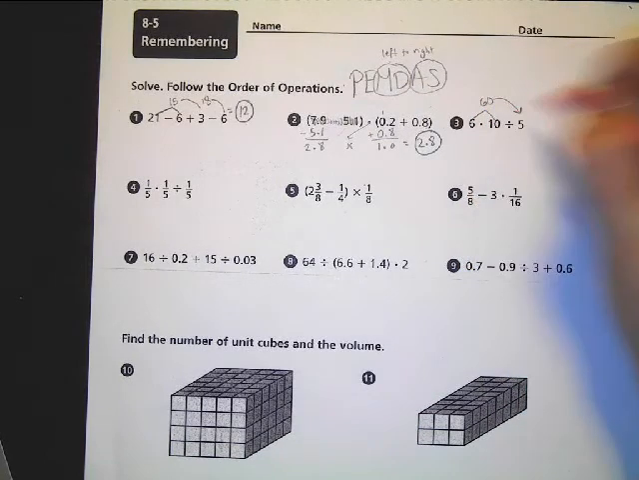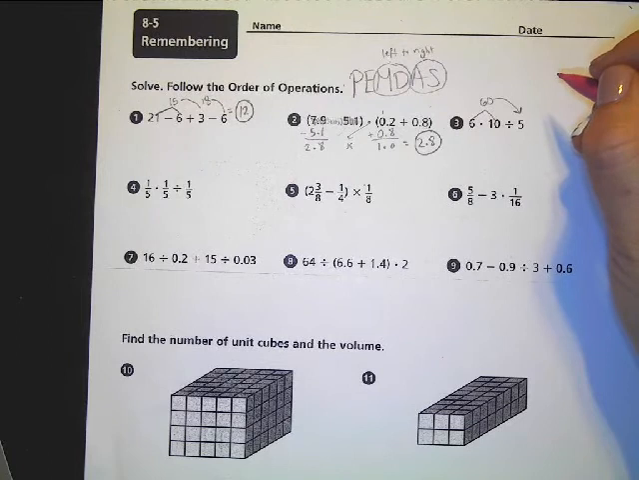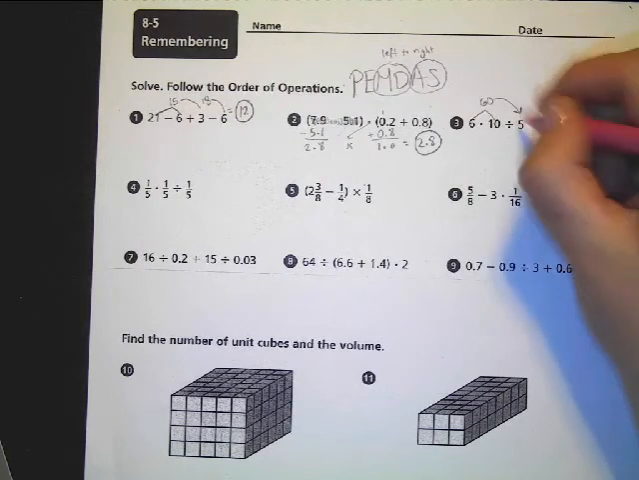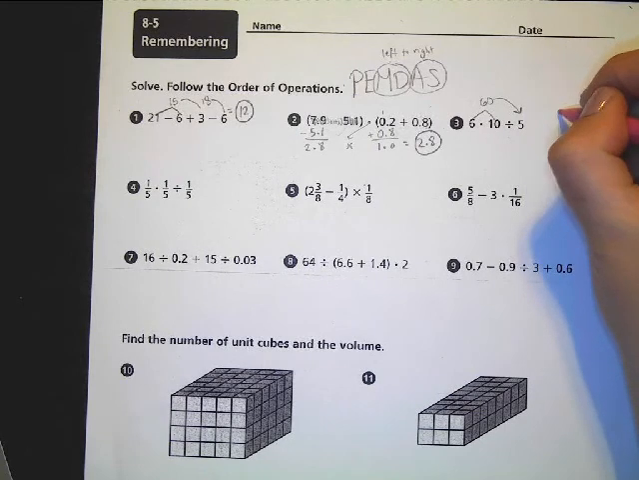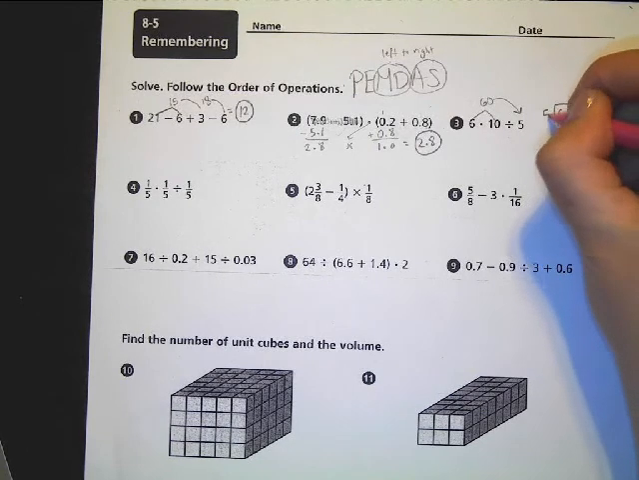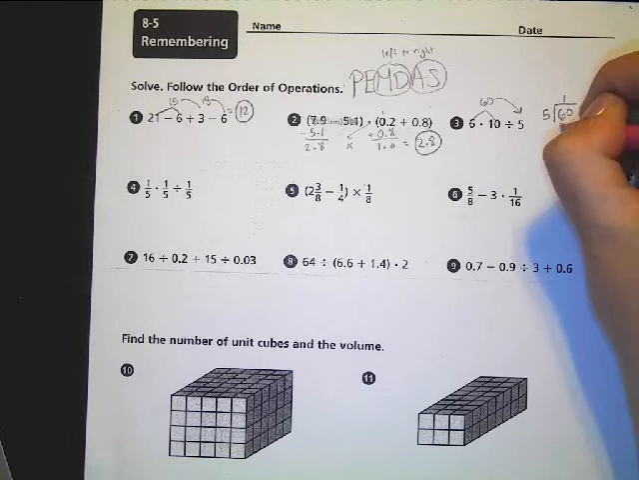Multiply or divide? Well, they're connected, so it's just whatever comes first. So you're going to do this one first. Then you're going to bring it to here. 60 divided by 5? I have no idea. Do you know what it is?